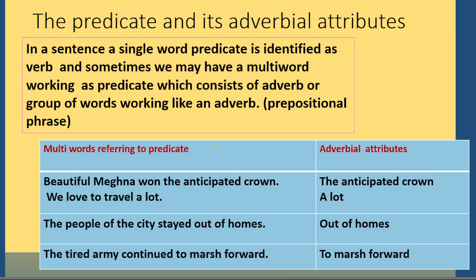Let us see the first sentence. Beautiful Meghna won the anticipated crown. So here, let us first identify the verb. So the verb is won. So from this part, the rest is the predicate part. But we have some other words which are also describing or qualifying this verb won. So that is the anticipated crown.